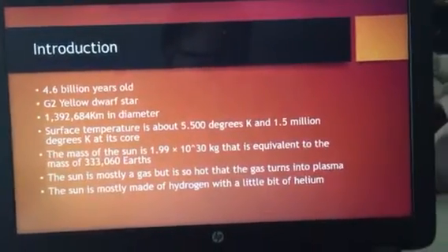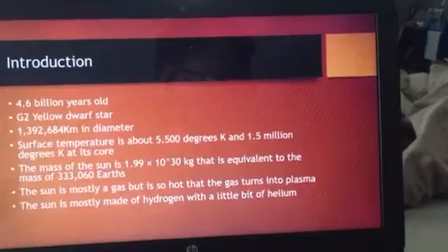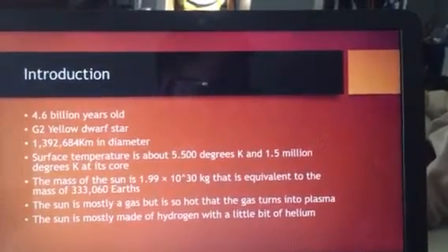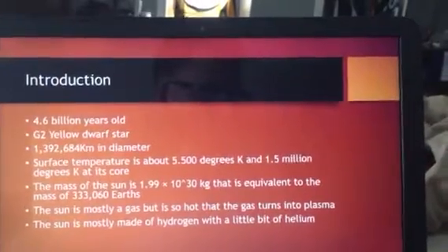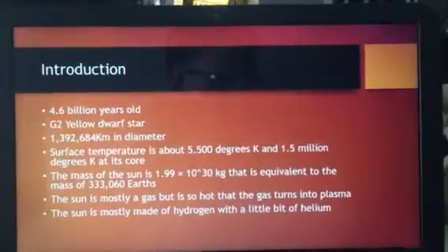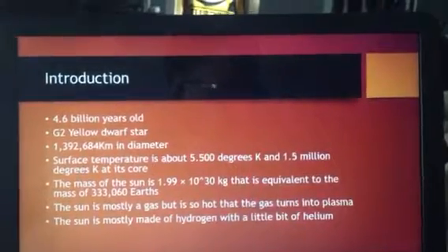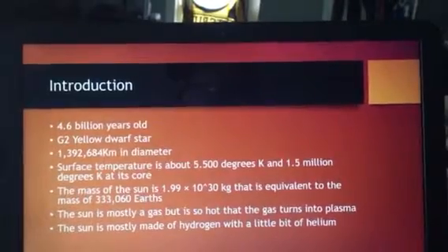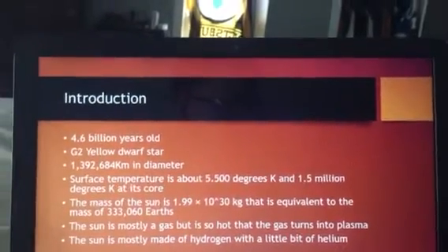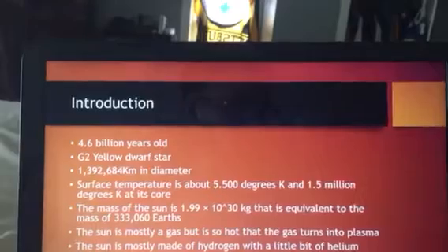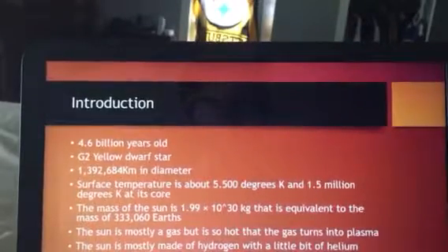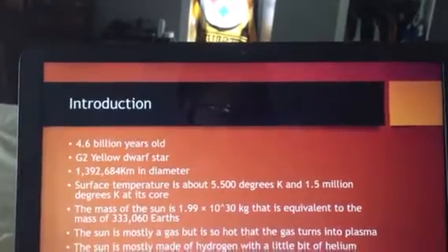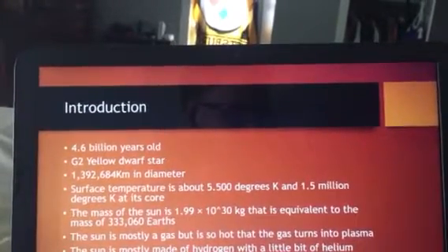Introduction. Today I am going to talk about the life-bringing and yet destructive power of our star we call the Sun. It has been around for 4.6 billion years and will be here for another 5 billion years. This yellow G2 dwarf star is very small compared to other stars in the universe. But to us, it is the biggest mass in our universe.